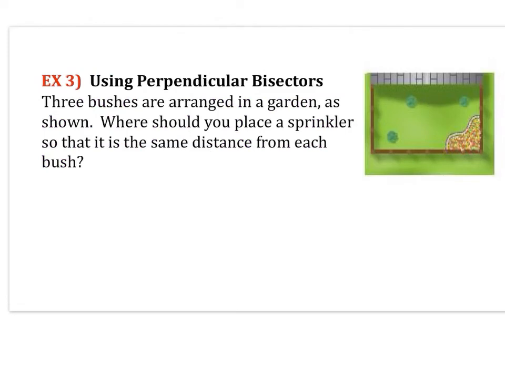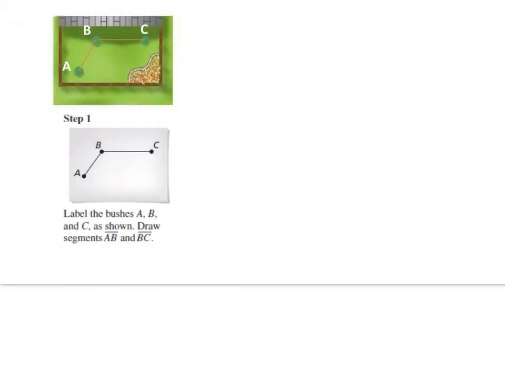So let's take a look at this real-world situation where we have 3 bushes arranged in a garden, as shown. So here's our bushes here, here, and here. Where should you place a sprinkler so that it is the same distance from each bush? Well, let's start by labeling and connecting our bushes. So we have bush A, bush B, bush C, connected by segments, as illustrated here.